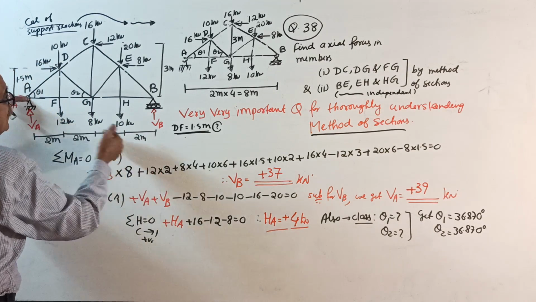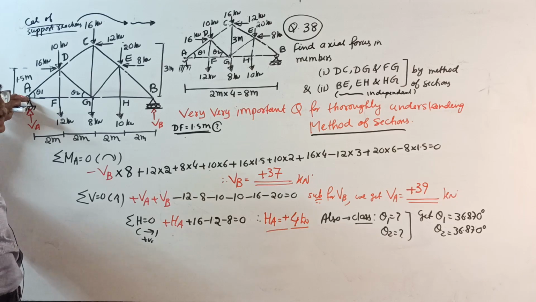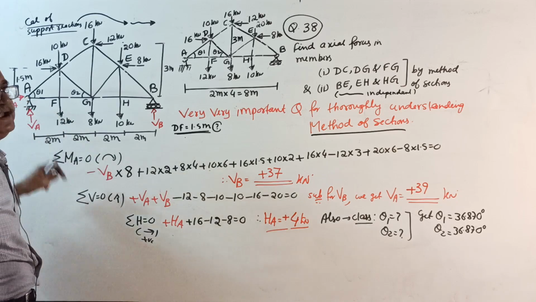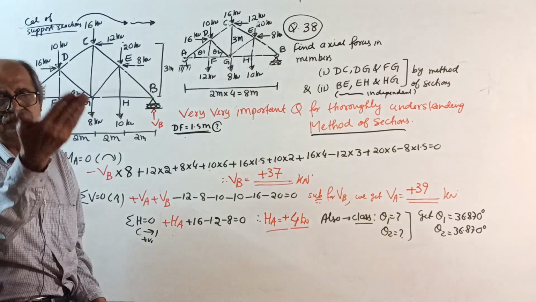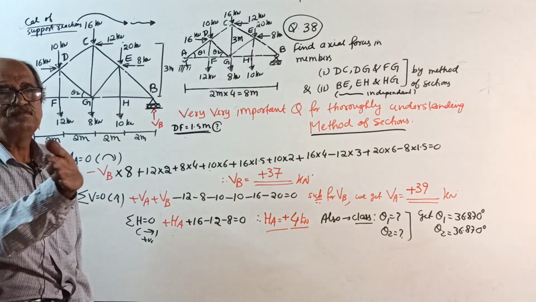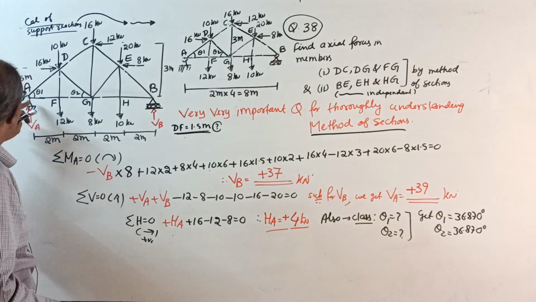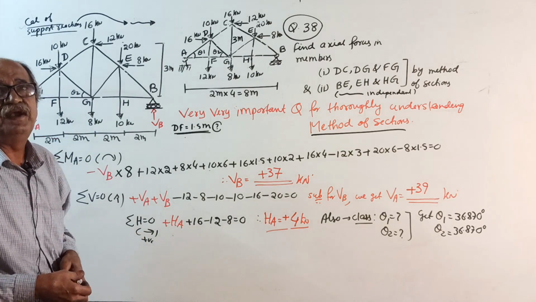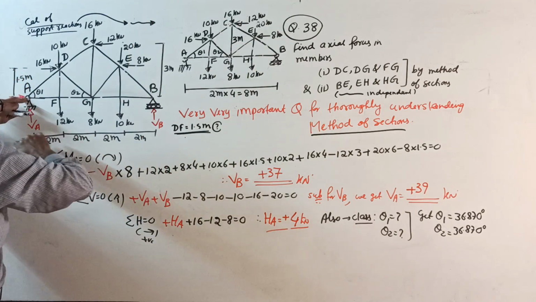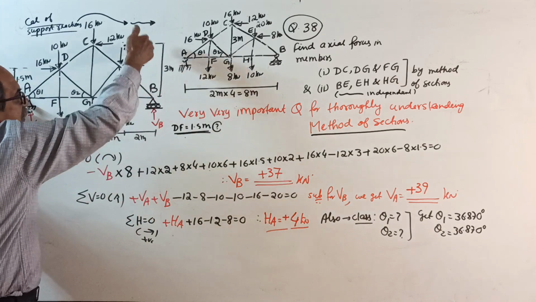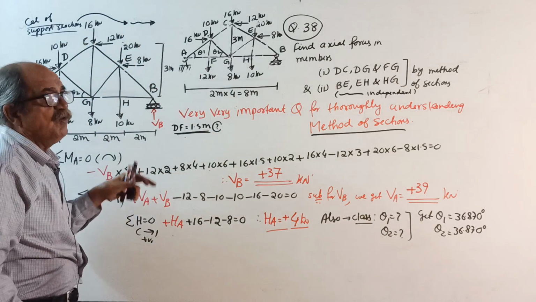Moment about A: minus VB into 8. Suppose somebody asks, sir, why minus VB into 8? My reply will be immediately, that's all. Go to a better person. Okay. When you take moment about A, VB is a vertical force and the perpendicular distance is 8 meters. So VB into 8 about A will create an anti-clockwise moment. We are taking clockwise positive.